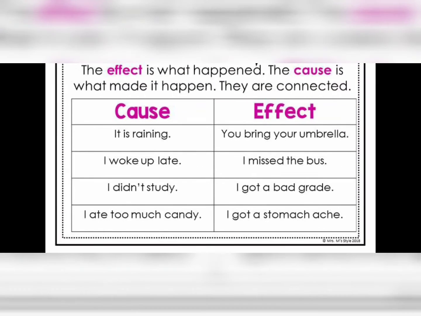Now look at these sentences. The first column is cause, the other one is effect. Look at the first sentence. It is raining, so you bring your umbrella. So the cause was the rain, and what you did was bring the umbrella. So you brought an umbrella because there was a cause for it, and that cause was rain. I woke up late, right? And that is why I missed the bus. Because I woke up late, I missed my bus. I didn't study, I got a bad grade. I ate too much candy, I got a stomachache. So these are the causes and these are the effects.